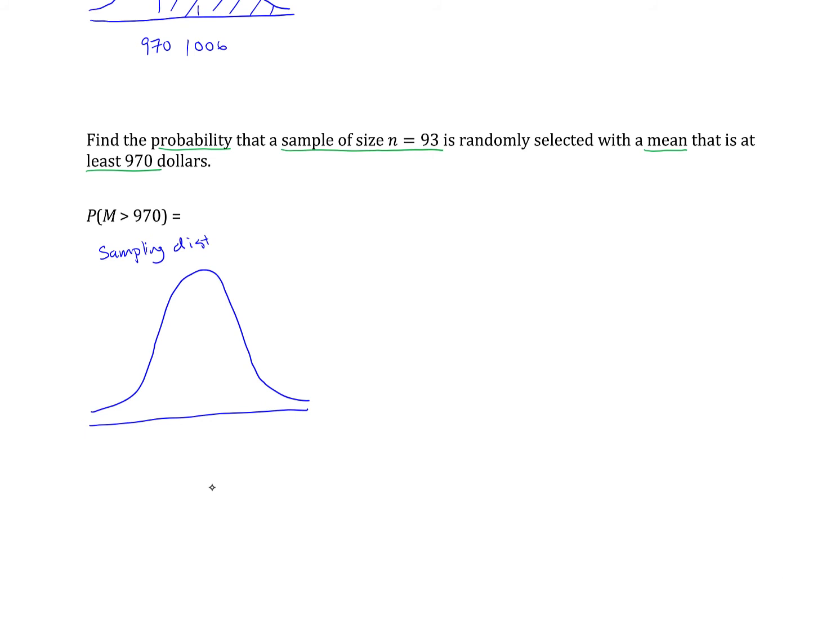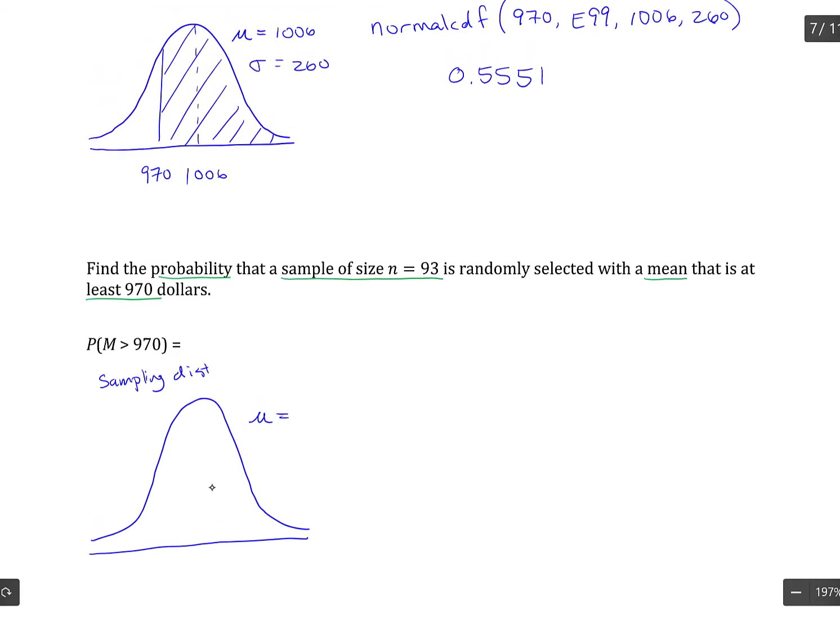Not much changes in the way we solve the problem, but we do have to take into account what happens to the mean and standard deviation. The mean of the sampling distribution is the same as the mean of the population. The standard deviation of the sampling distribution is the original population standard deviation divided by the square root of 93.